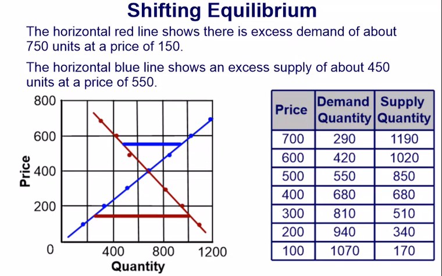The horizontal red line shows there is excess demand of about 750 units at a price of 150. The horizontal blue line shows an excess supply of about 450 units at a price of 550.